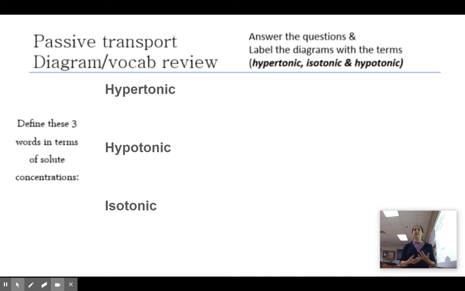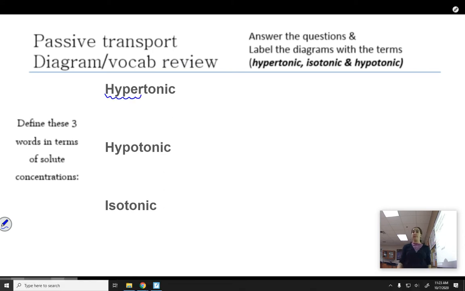When we refer to the concentration of a solution, in other words, how much solute, how many dissolved particles there are within a certain volume of liquid, or you can think of it as how packed together those dissolved particles are, we can describe those concentrations as hypertonic, hypotonic, and isotonic. These are three words that we use a lot when we talk about passive transport. Hypertonic, the way that I remember this is, when you are hyper, you have more energy than usual, right? So a hypertonic solution has more solute dissolved in it than on the other side of the membrane.